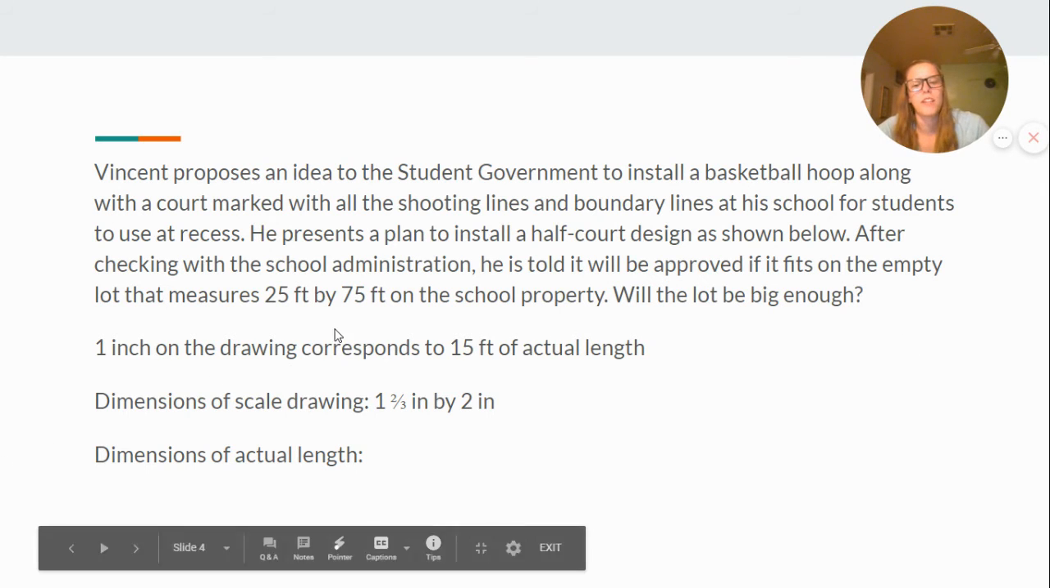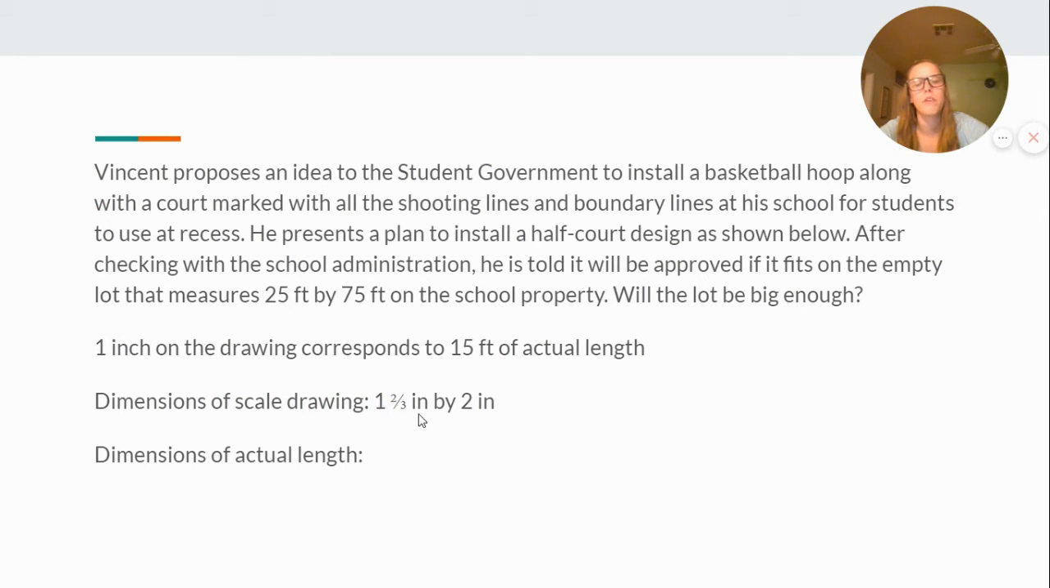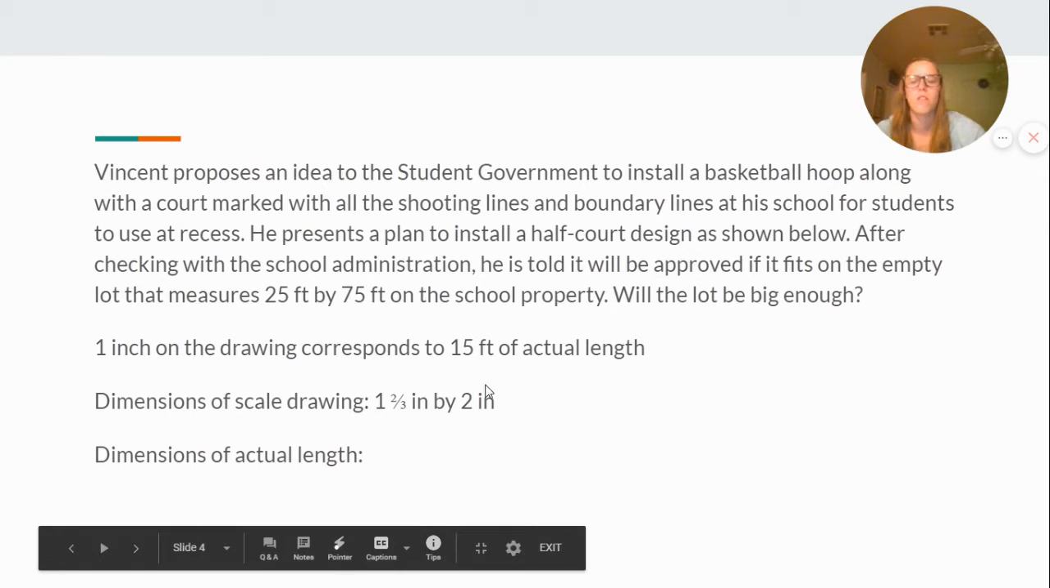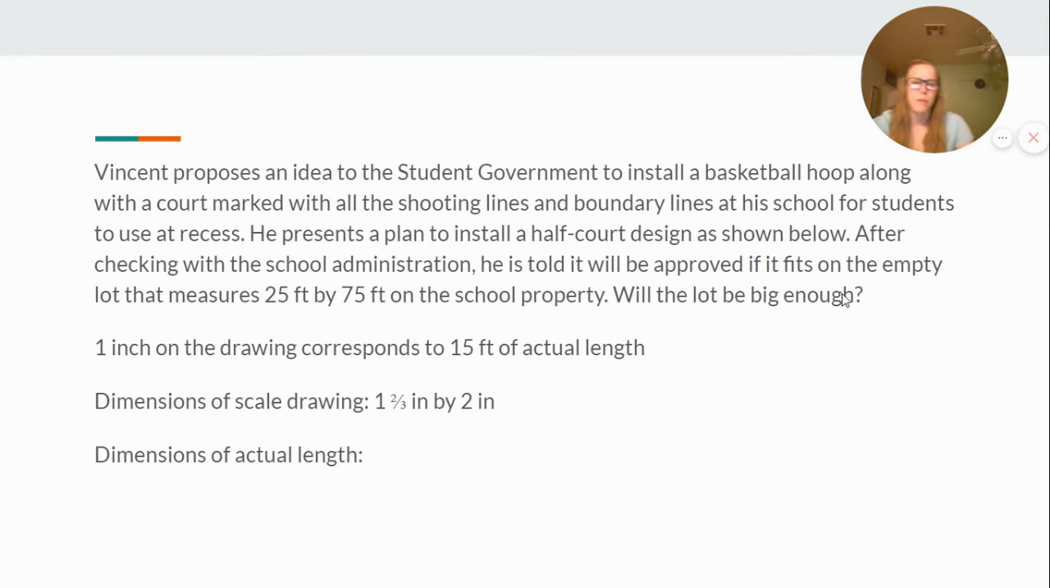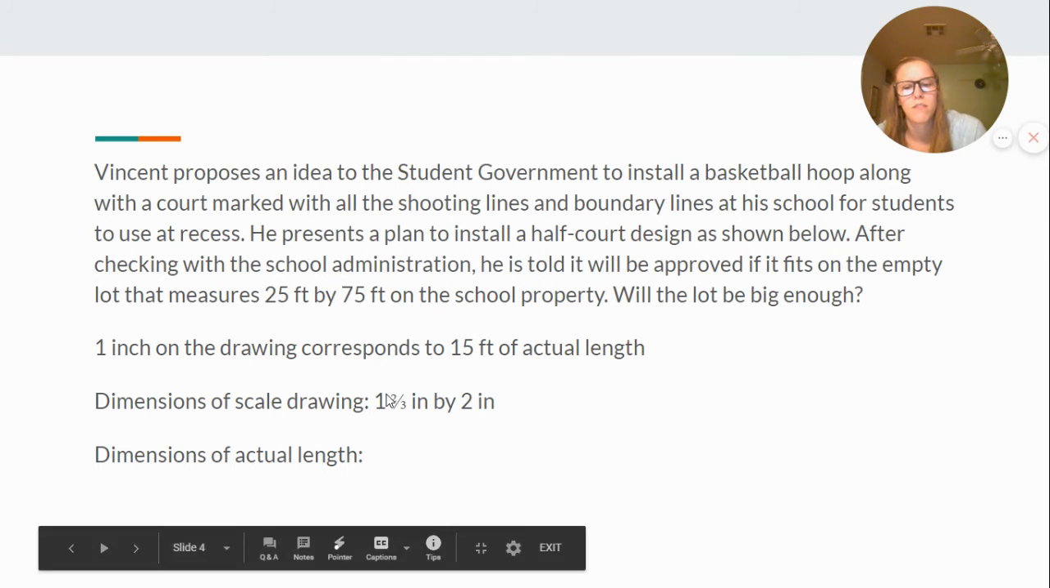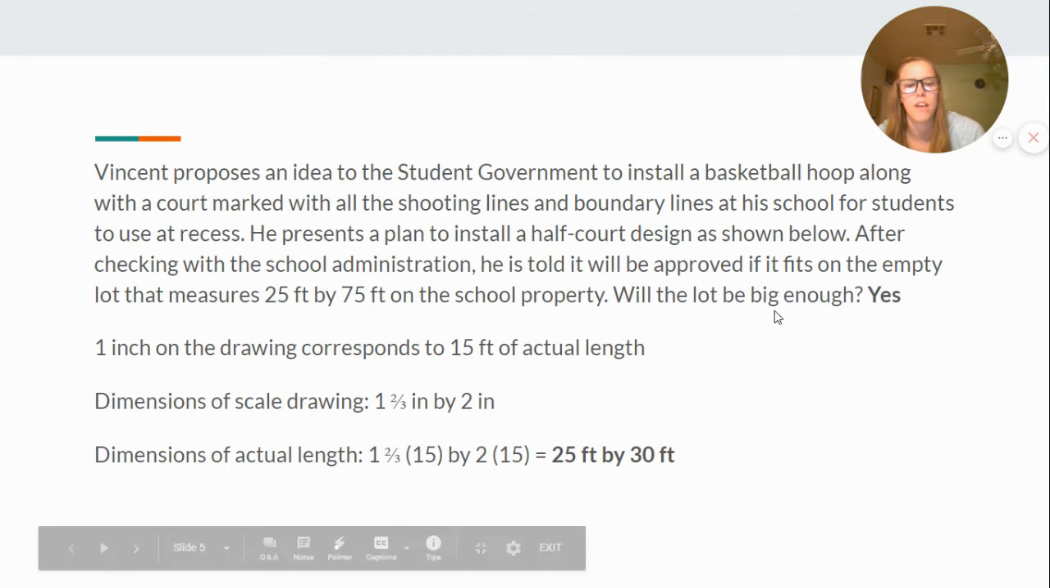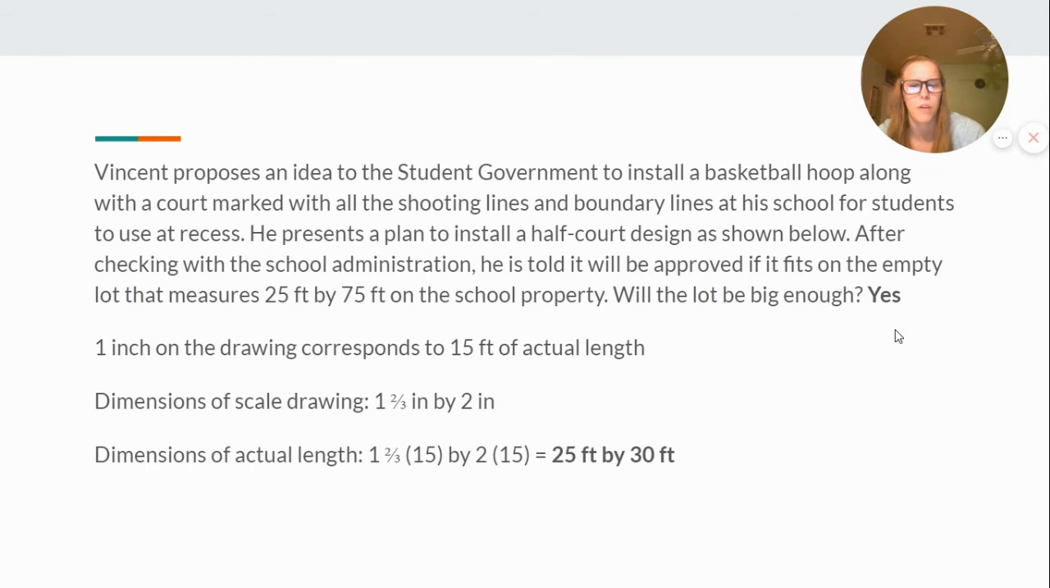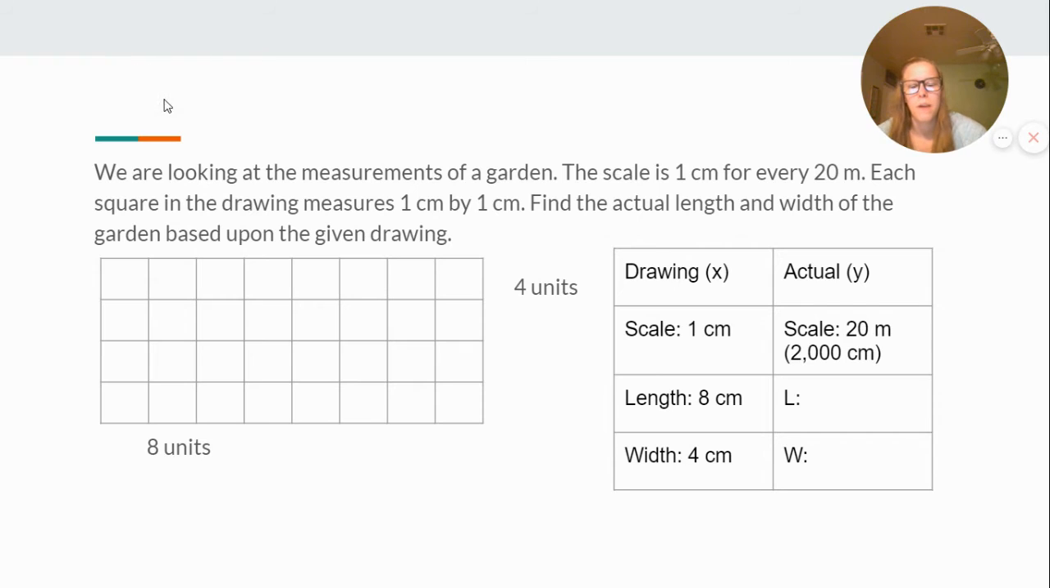So 1 inch on the drawing corresponds to 15 feet of actual length. So the dimensions of the scale are 1 2/3 inches by 2 inches. So basically this is going to be our constant, okay? So then to find our length, we're going to take 1 2/3 times 15 and 2 times 15. So we find out we have 25 by 30. Does that fit on the 25 by 75? Yes, it does.